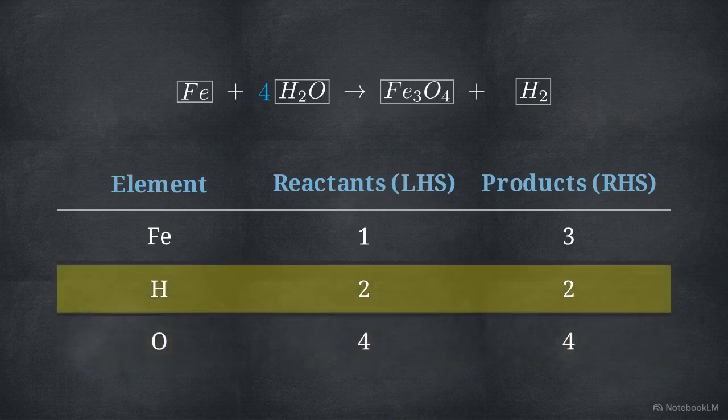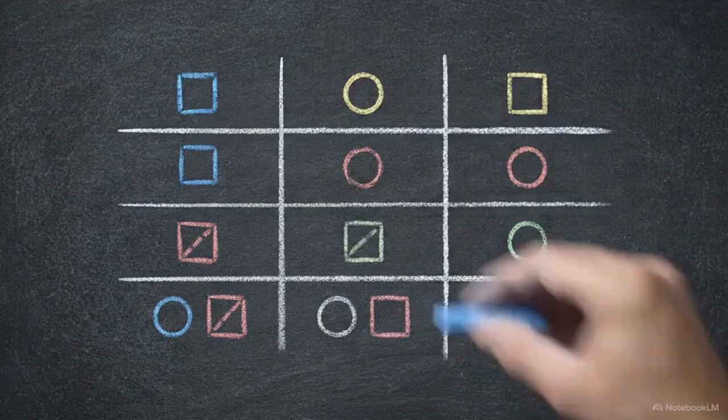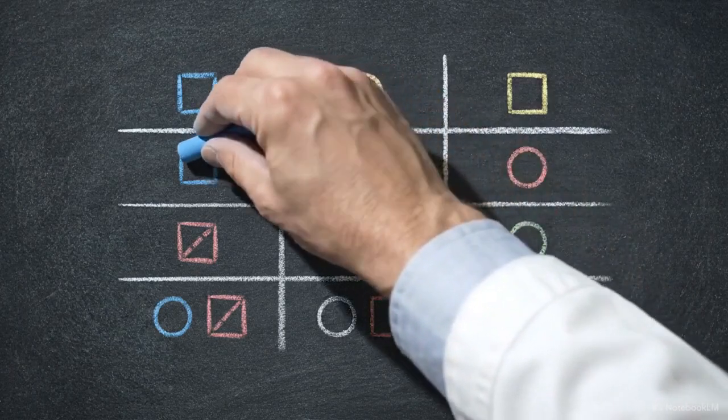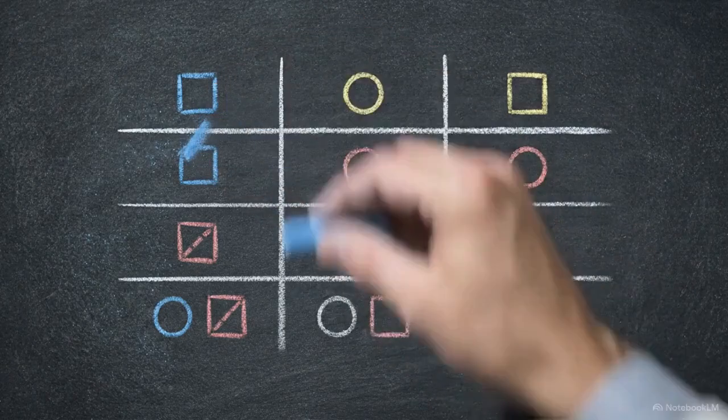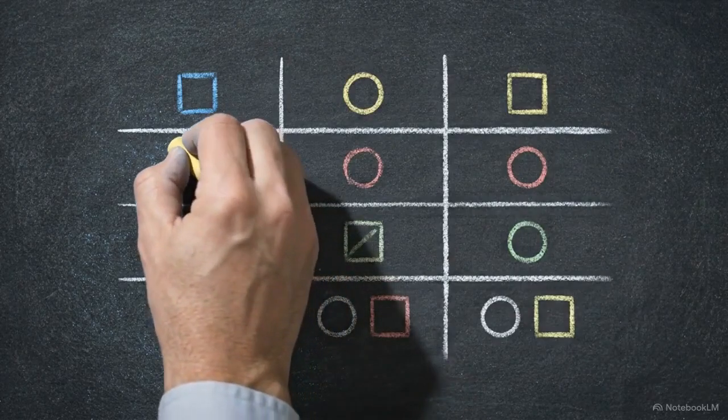Adding that coefficient multiplied the hydrogen atoms as well. 4 molecules of H2O mean we now have 8 hydrogen atoms on the reactant side. To balance this, we move to the product side and place a 4 in front of the H2 gas. Now, the hydrogen counts match at 8 each. This iterative approach is called the hit and trial method. We continue making adjustments, element by element, until the counts for the entire equation are equal.